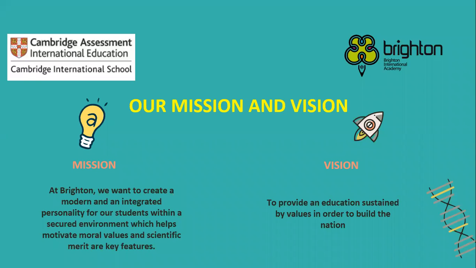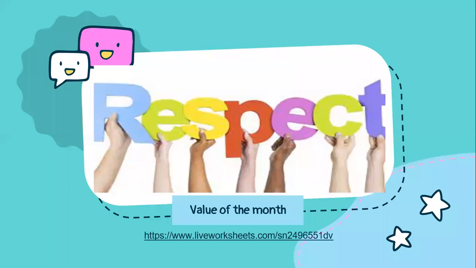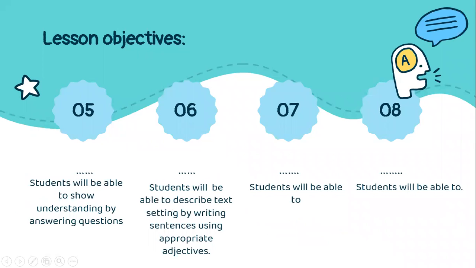Here at Brighton, this is our mission and vision. Again, guys, remember the value of the month is still respect. For today's lesson objective, you'll be able to show understanding by answering questions, and you will be able to describe text settings by writing sentences using appropriate adjectives.